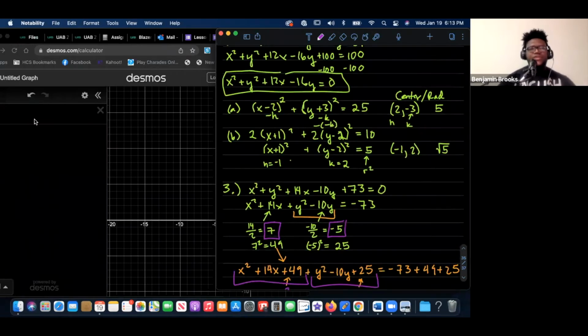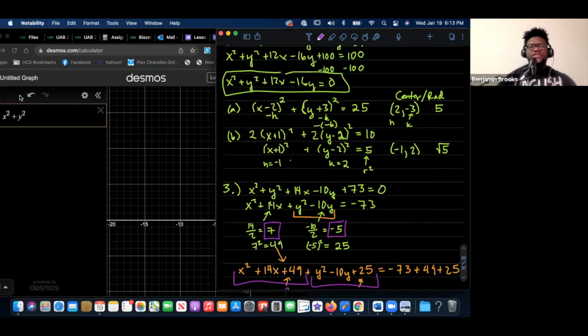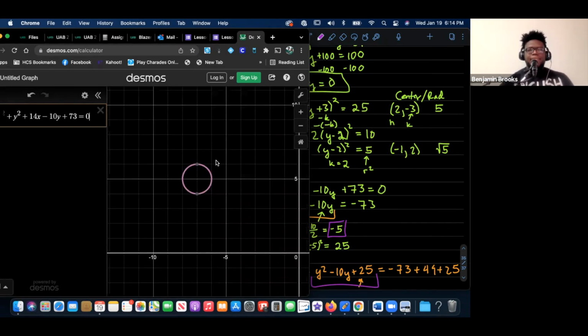So we were told it's going to be x squared plus y squared. What else was it? Plus 14x minus 10y plus 73 is equal to 0. And here you can see it. We can see that indeed.